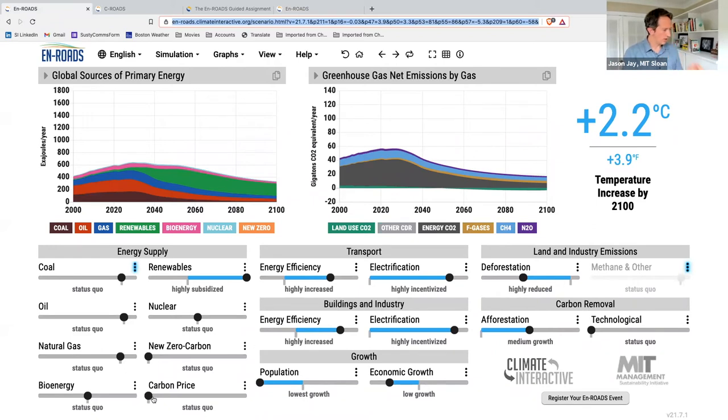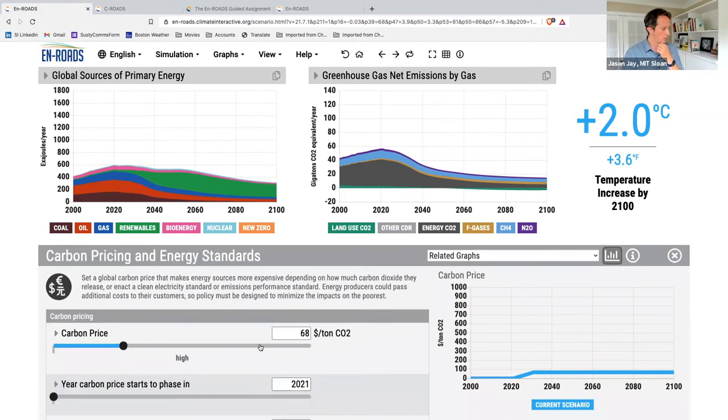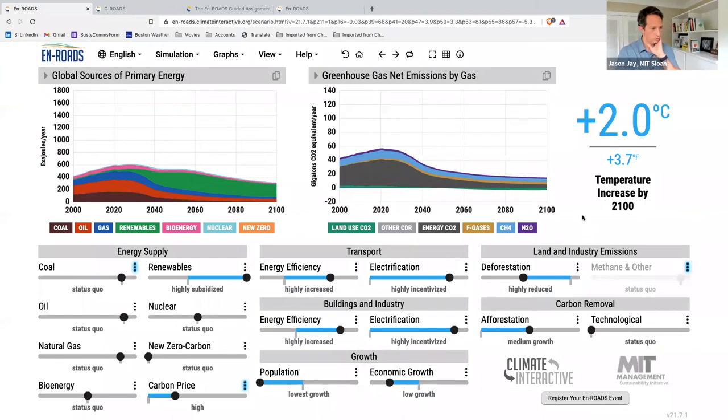I'll just say, we haven't really played with carbon pricing. We can do that. We can add a carbon price. And that's probably going to get us across the finish line to 2 degrees. In the current scenario, that's a $68 price of carbon. You can ramp it in slowly if you want to give the economy more time to adjust, which is a really nice experiment to try. And you can see what that does to the energy costs on your own time.